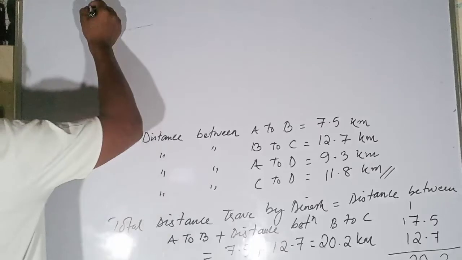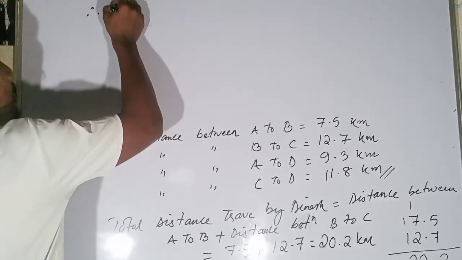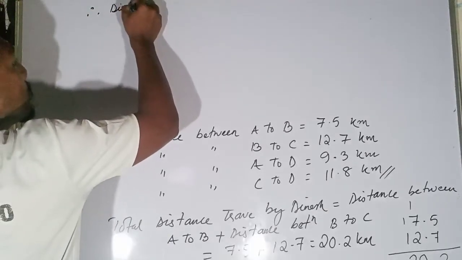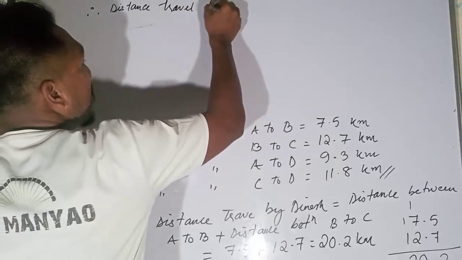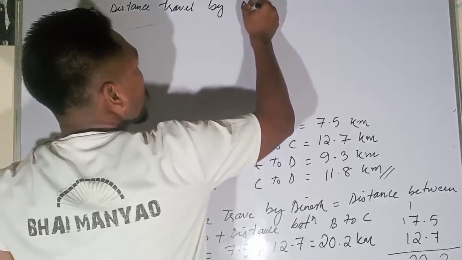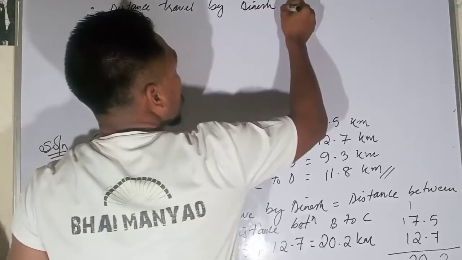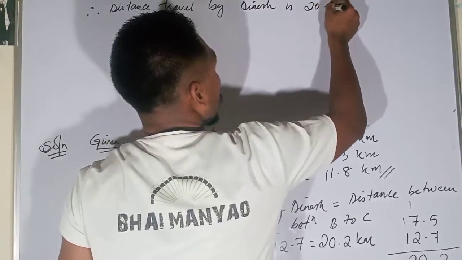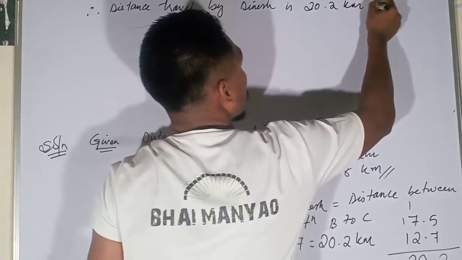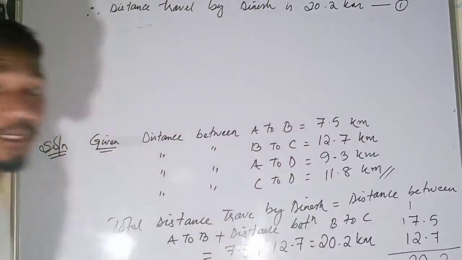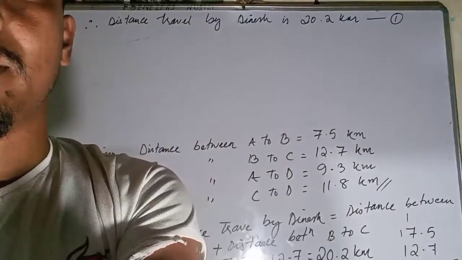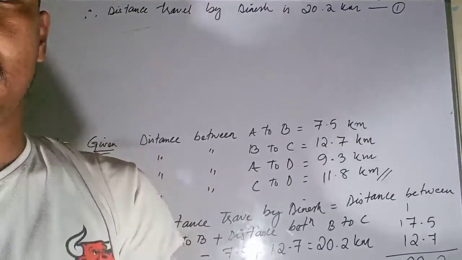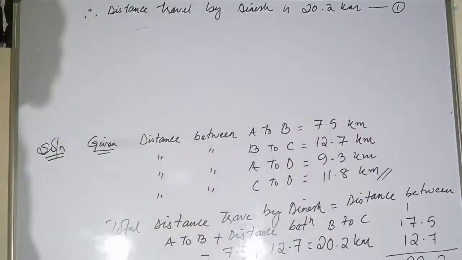So the distance traveled by Dinesh is how much? Dinesh is 20.2 kilometers. Okay, this is your equation 1. Again, for the notation I'm writing 20.2. So this is our equation 1.